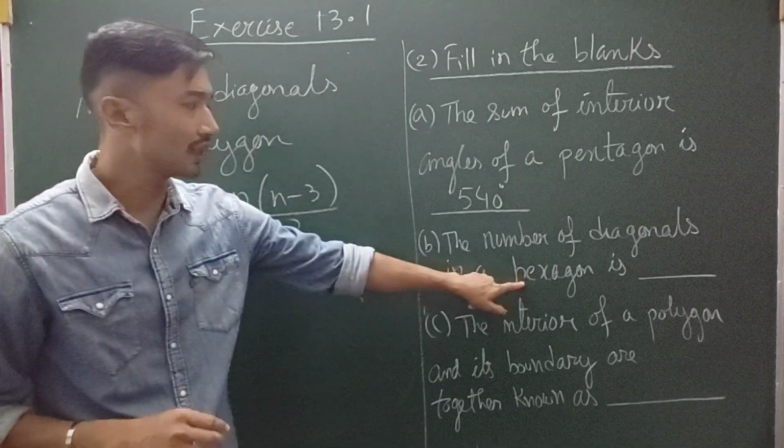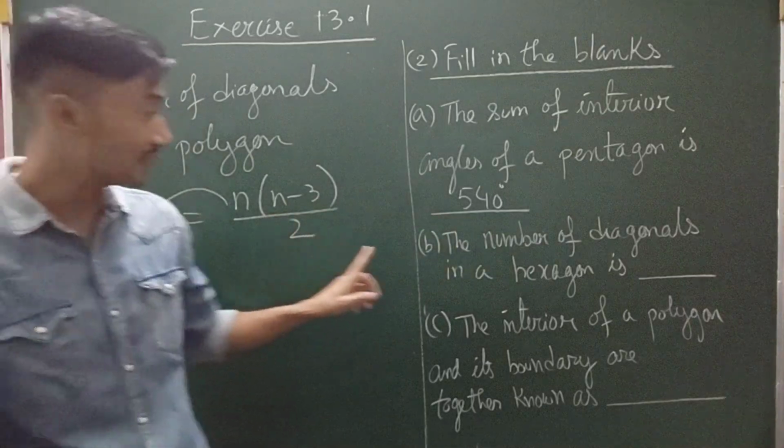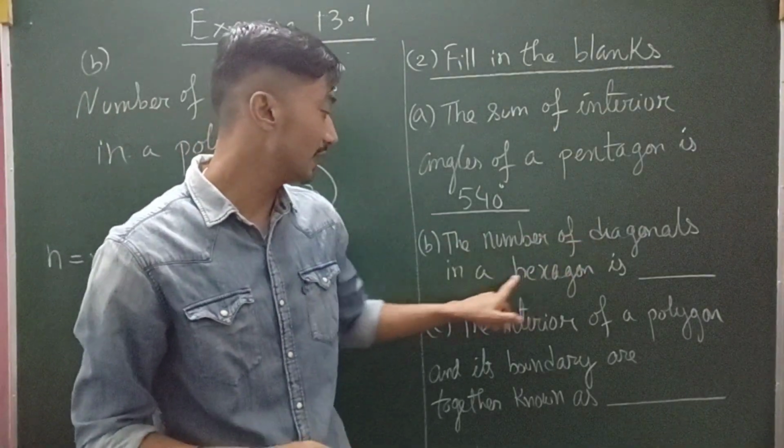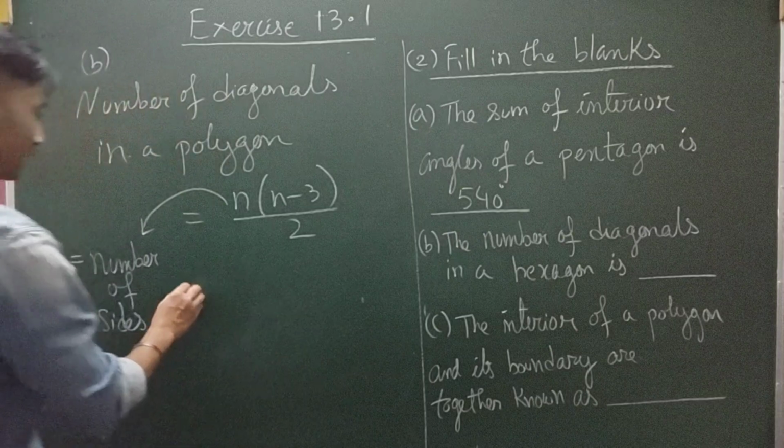Now here what are we talking about? So let's use this formula and get the answer. The number of diagonals in a hexagon. Hexagon, how many sides are there?